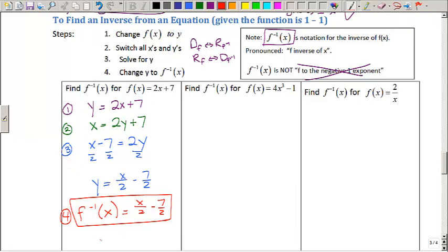I could also write the same function as x minus 7 all over 2. Both of these answers are acceptable.